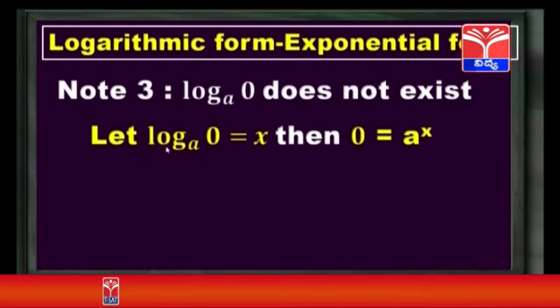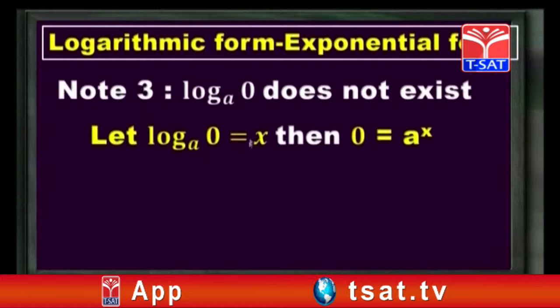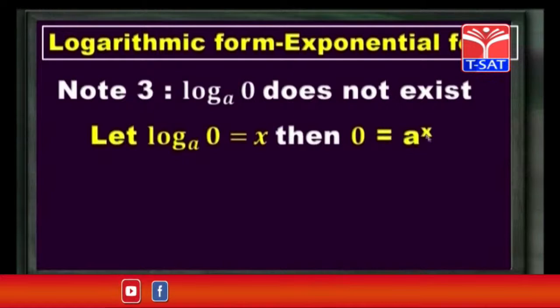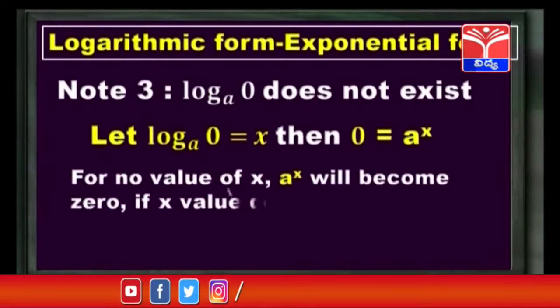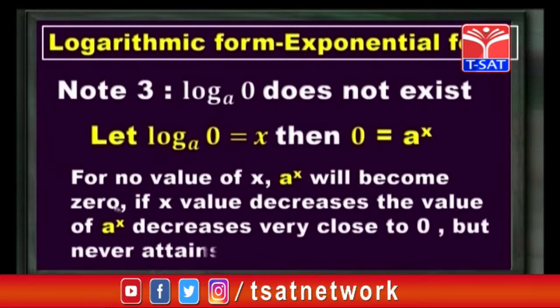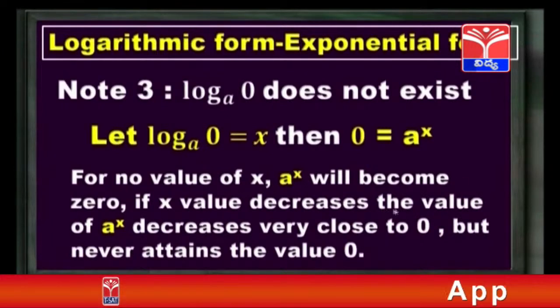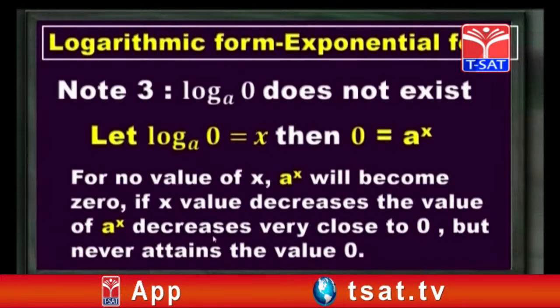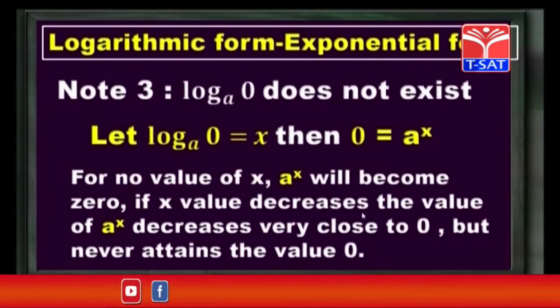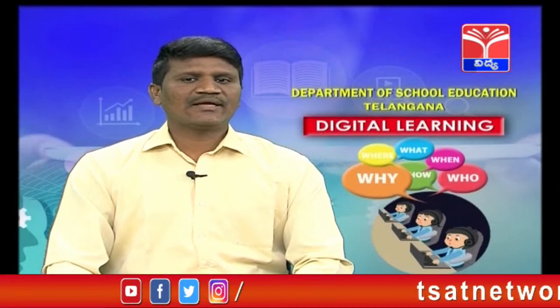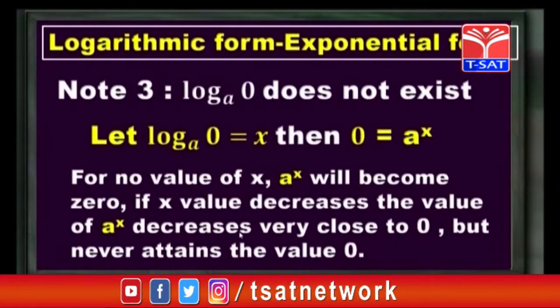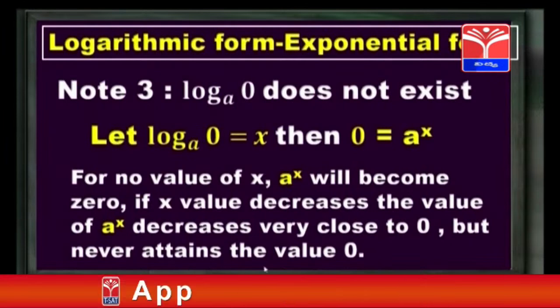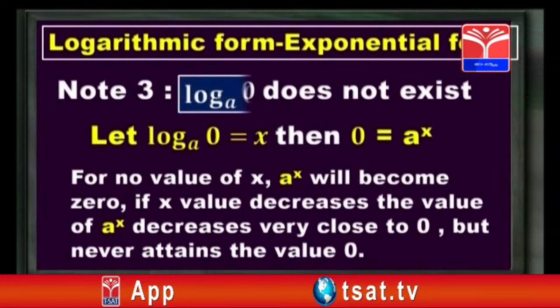Why does it not exist? Log 0 to the base a is equal to x, if we suppose 0 is equal to a power x. So a power x is equal to 0. Is it possible? Let us see. For no value of x, a power x will become 0. If x value decreases, the value of a power x decreases very close to 0, but never attains the value 0, because as we have seen in the graph, if x value decreases, the value of a power x decreases very close to 0, but never attains the value 0. So that is why log 0 does not exist.